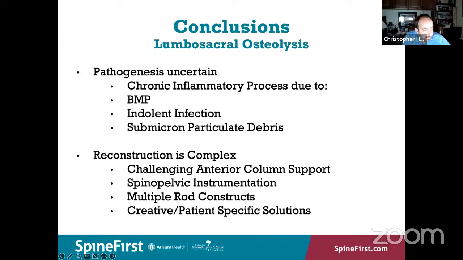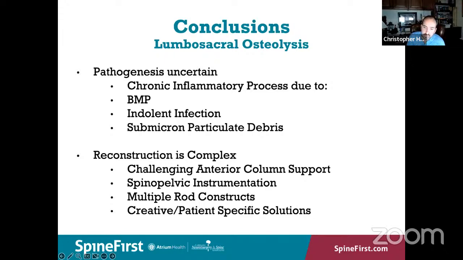So in conclusion, and then I'll turn things over for further discussion, as well as to Dr. Bohl, who will share with us tonight as well. Osteolysis, particularly at the lumbosacral junction, the pathogenesis here is uncertain. It's certainly a chronic inflammatory process that's mediating this, and whether that's due to simple instability, BMP use, indolent infection, or submicron particulate debris is unclear. This patient developed his osteolysis at the level of pseudoarthrosis in a delayed fashion, several years after surgical intervention at that segment within the interbody space.